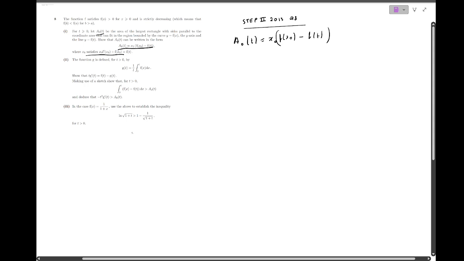Cool. Now the function g is defined to be this integral here, and we want to show this. If we know that g of t is equal to 1 over t times the integral from 0 to t of f of x dx, then t g of t is equal to the integral from 0 to t of f of x dx. Now we can see we have a t times g dash of t.